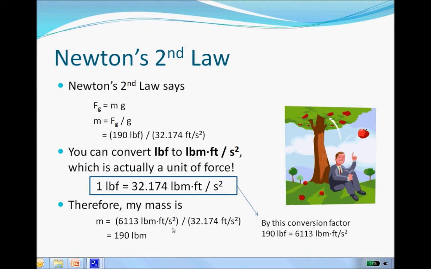So just to be extra clear, this is what happened when I converted 190 pounds force. So instead of 190 pounds force, we've got this number here in pounds mass feet per second squared. So then that number is divided by 32.174 feet per second squared because that was the value of g. And the result is 190 pounds mass. So what just happened here? It may seem a little strange that we started out with a weight of 190 pounds force, did all this weird calculation, and came up with an answer that was the same, only in pounds mass instead of pounds force.